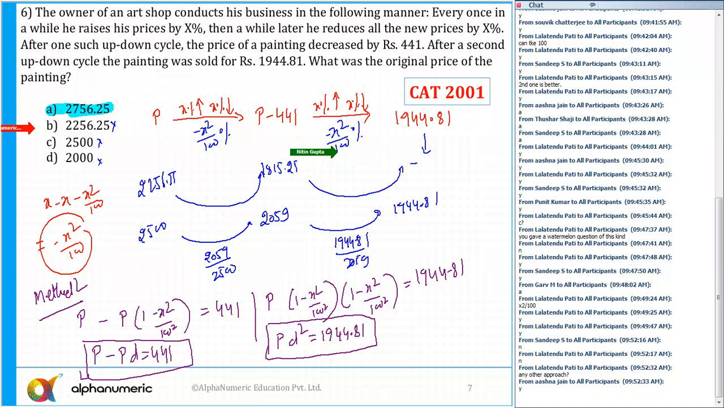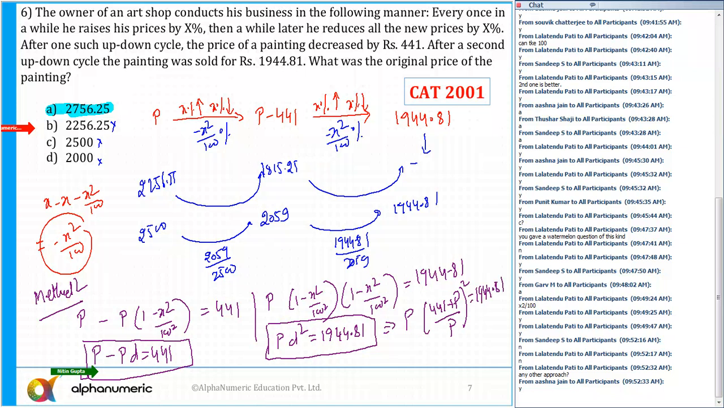And our target is to eliminate D. So of course you can solve it. It will be a quadratic equation, not exactly a quadratic equation. Since I need to find the value, you can substitute the value of D from here in the second equation. So D is equal to 441 plus P by P, so 441 plus P by P whole square is equal to 1944.81.